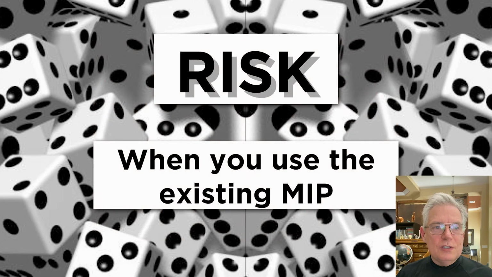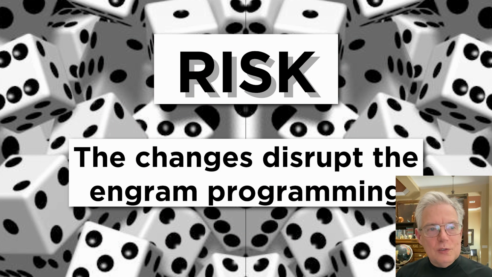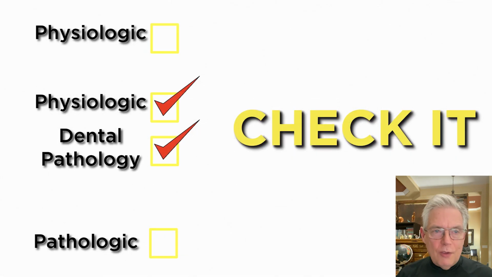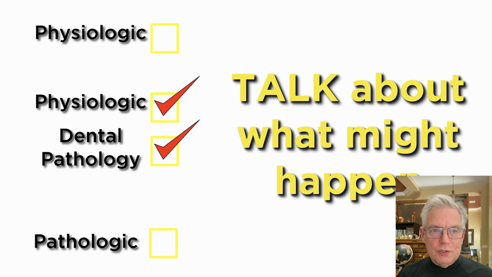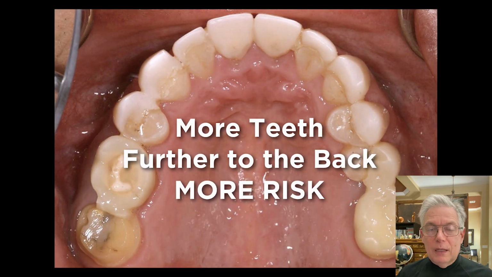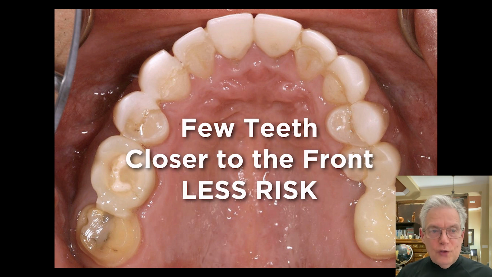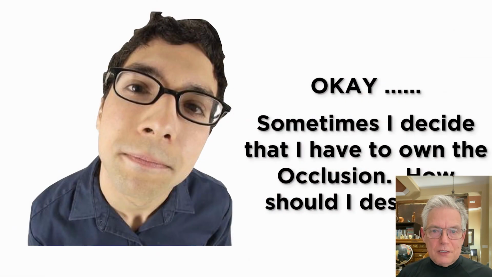That's the risk if you use the existing MIP. The changes will disrupt the engram programming. You have to check it. So talk about risk factors with your patient when you see those shifts. Talk about what might happen. If you're treating more teeth further to the back, you have more risk because those are the teeth that get in the way first. If you have fewer teeth closer to the front, there's less risk.